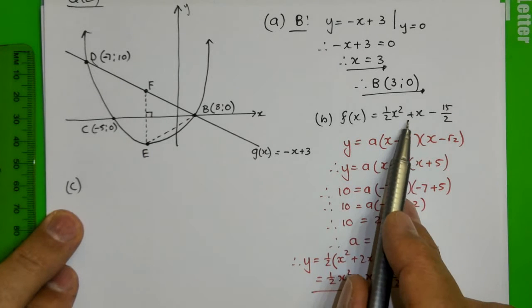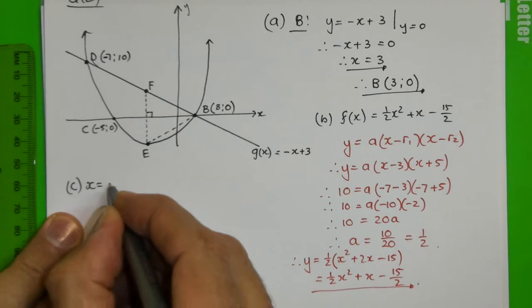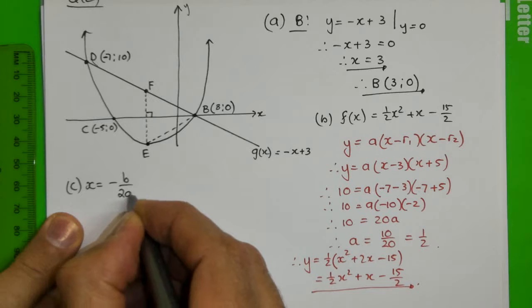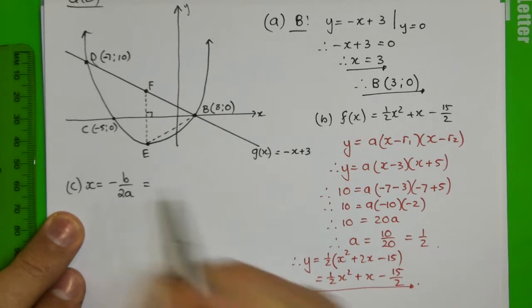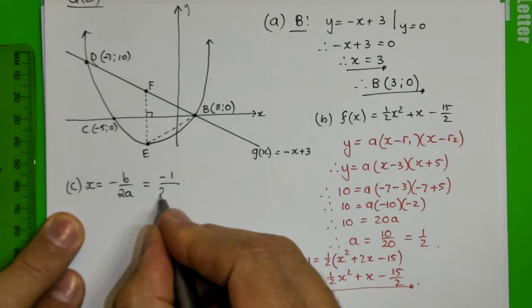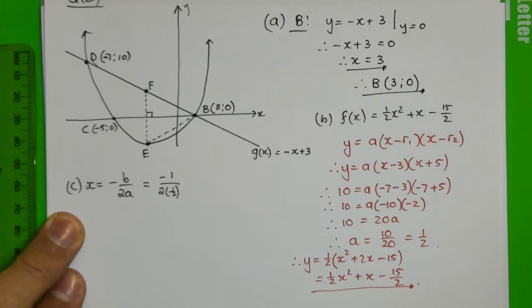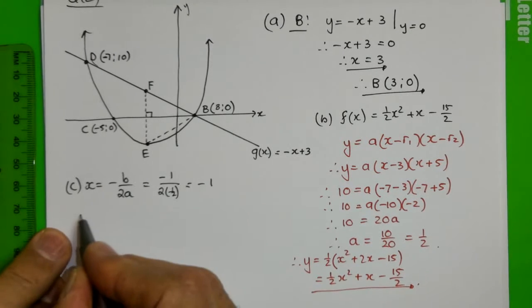We have the equation of f of x. So to find the x value for the turning point, I simply apply my turning point formula that I learned in grade 11. So it's minus b over twice a, which is minus 1 over twice a half, and twice a half is indeed 1. So that results in minus 1.